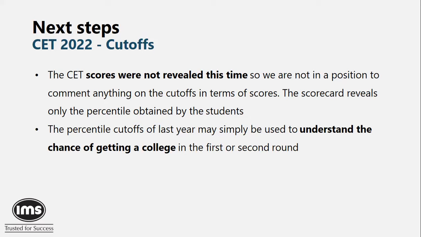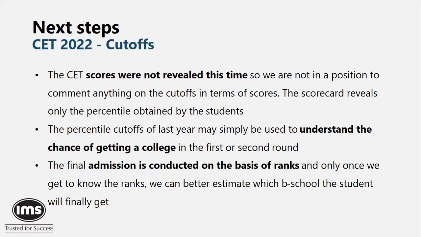So we of course have that data and we'll share that data with you on the next slide. The final admission is going to be conducted on the basis of ranks. So please keep that in mind. And that is why only when the ranks are announced, only once the final merit list is announced, we will be able to estimate which B school the student is finally going to get. And that is why right now, all of it remains sort of an approximation or estimation as to which college you can get. But we'll not be able to comment that somebody will get a particular college definitely.